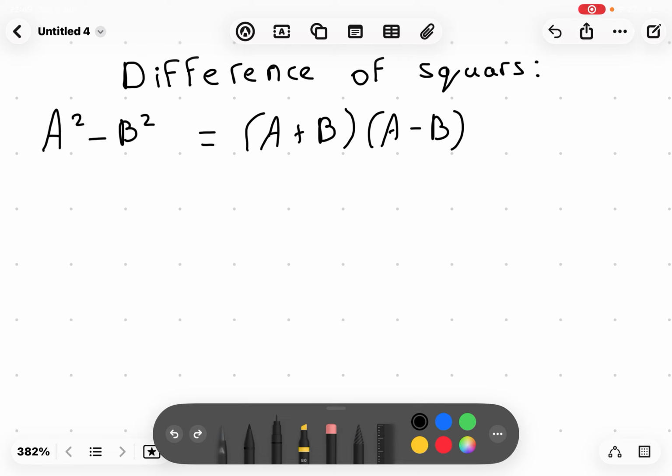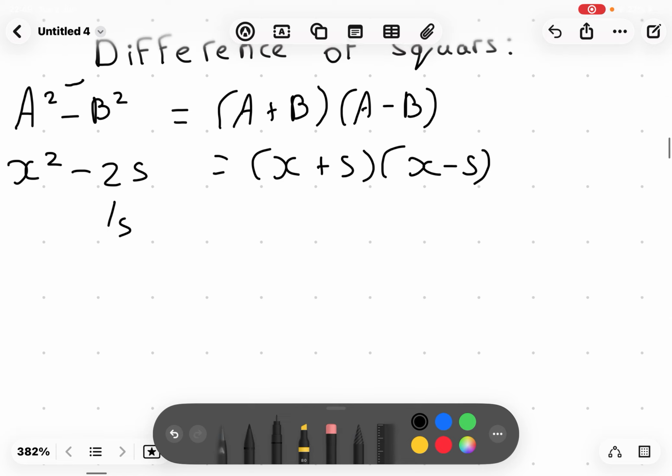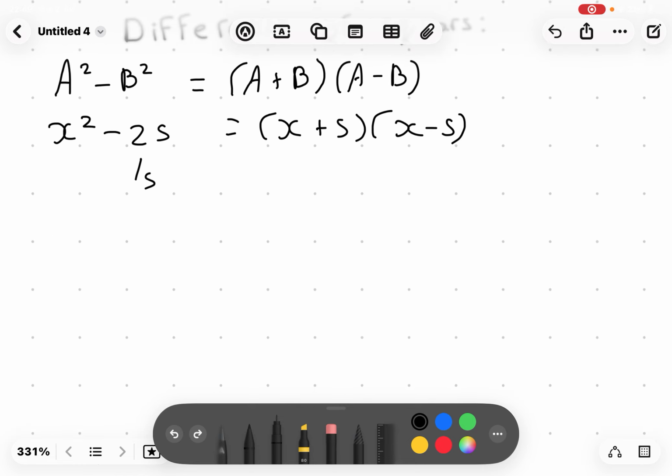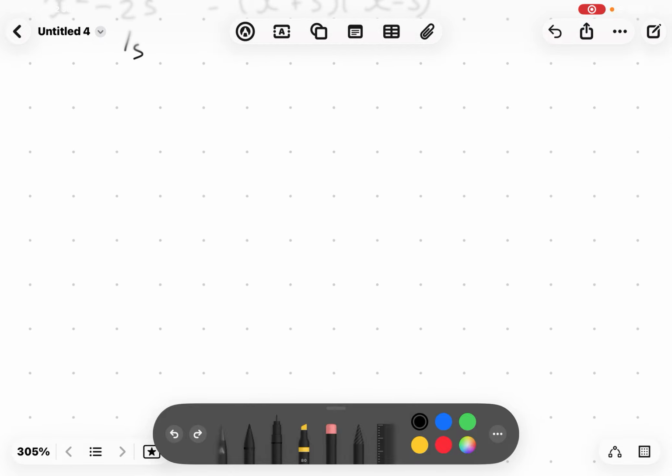An example of this: let's say we have x squared take away 25. We know that the square root of 25 is 5. So we just put x plus 5, and then x take away 5, and that's the answer. I'm not really sure how it can help in maths problems, however, it is what it is.